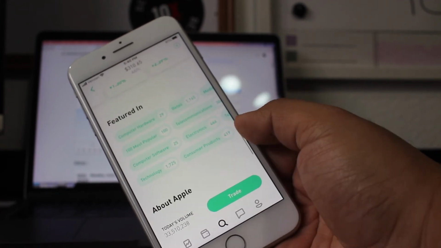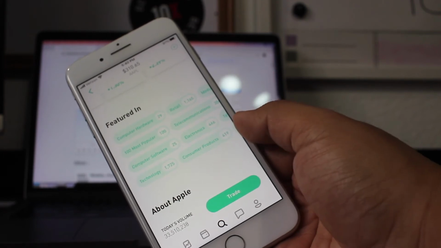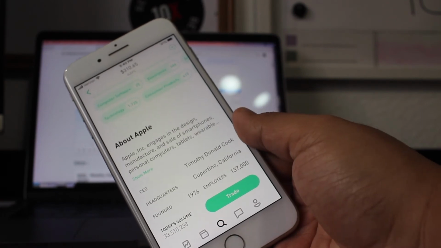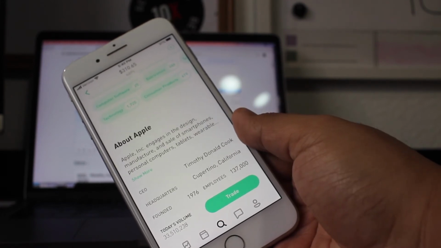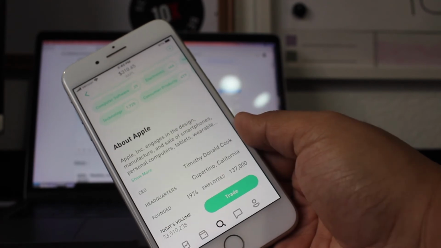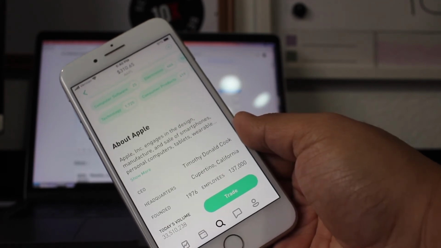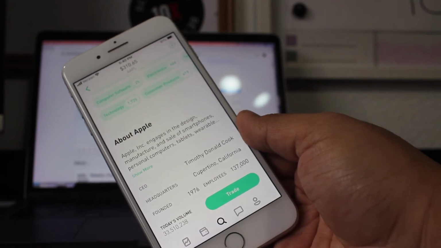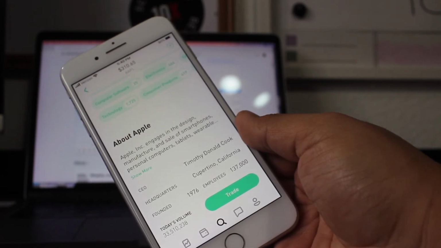Going down, it shows the different types of categories it's featured in, such as tech, computer software, 100 most popular, etc. And last but not least, we have some information about the company itself and the CEO, the headquarters, the year it was founded, and the number of employees, which gives you a better understanding of the company, how it works, and how many employees it has. And this overall gives you a better sense of the company.